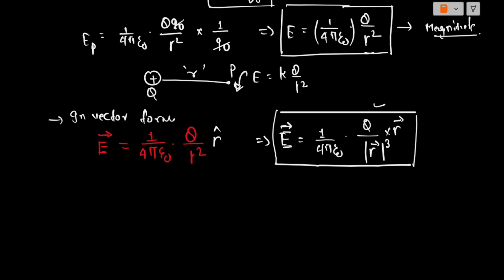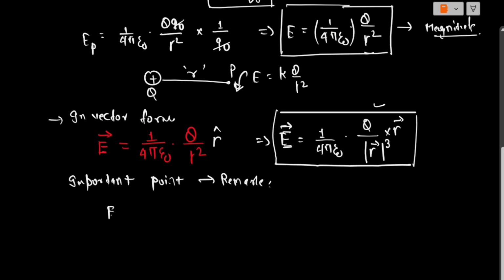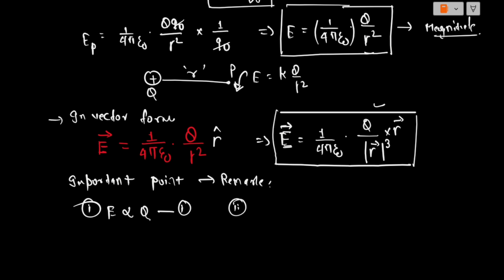Now here is a main point, an important point, you can note it down. You can call it a remark as well: the electric field here is directly proportional to the charge, because if the charge increases, the amount of electric field at the point P also increases. So this is the first remark, which is basically frequently asked in the examination. And this electric field is also inversely proportional to the r square.